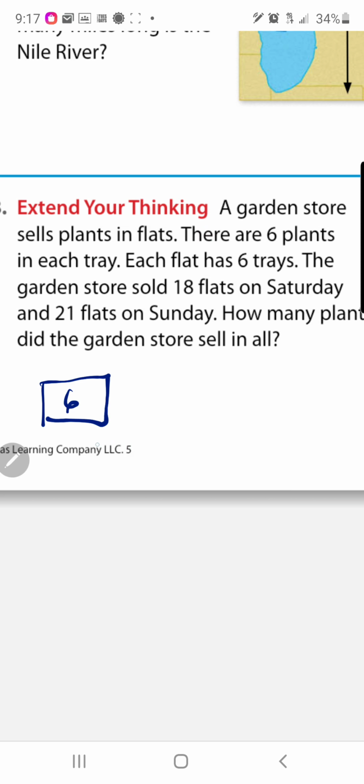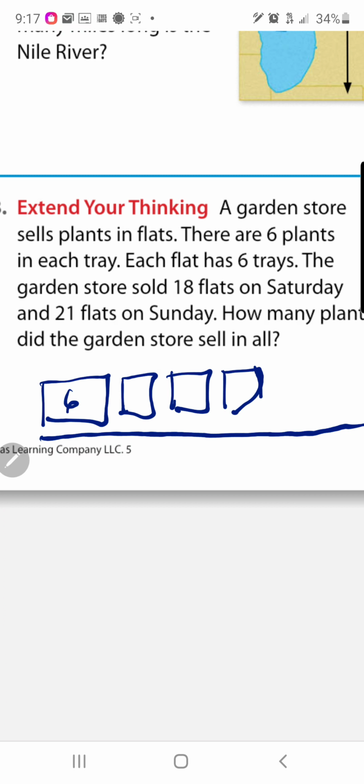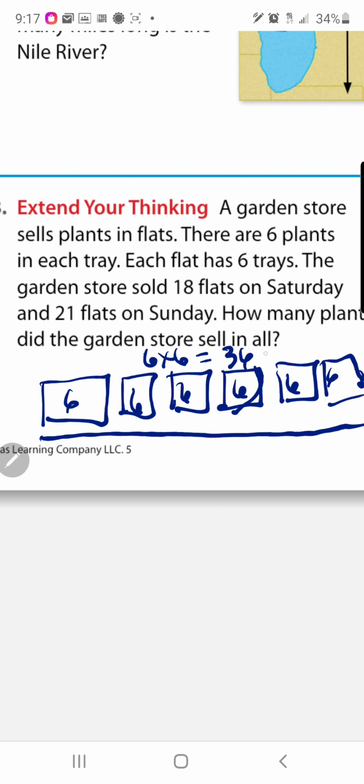Well, I don't know what in the world a flat is, to be honest with you, but I'm just going to say this is one flat, and it says that there are 6 trays. So there are my 6 trays right there. 1, 2, 3, 4, 5, and another one. But don't forget, each tray has 6 plants in it. So you got one flat with 6 trays, and each tray has 6 plants, right? So how many plants does each flat have? Well, the way you figure that out is multiply 6 times 6, which gives you 36. So you would say that there are 36 plants in one flat.